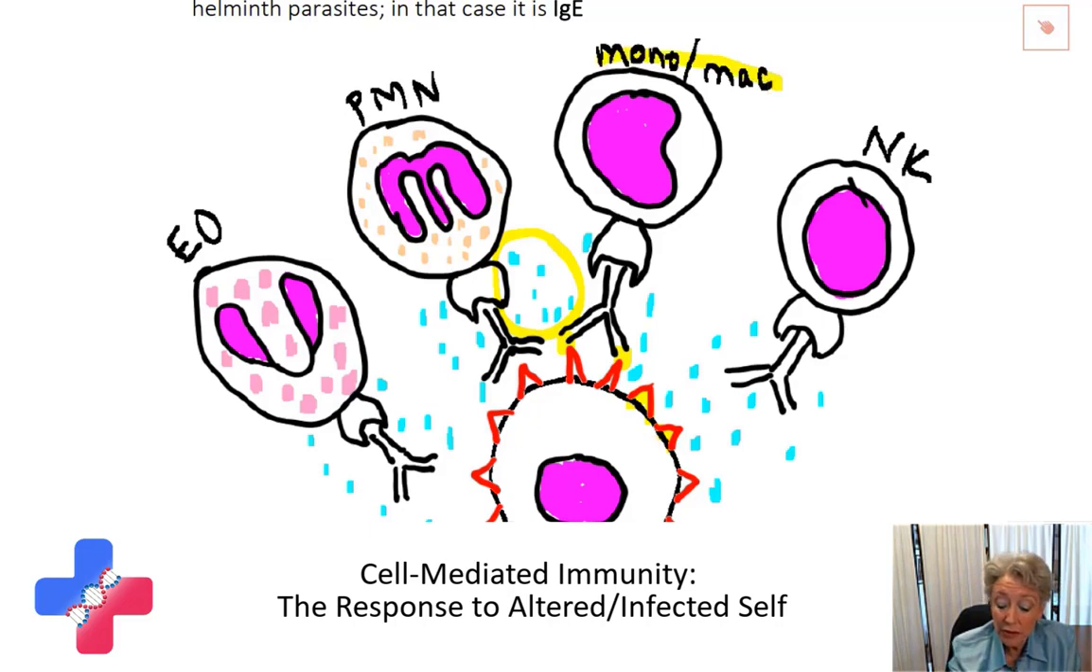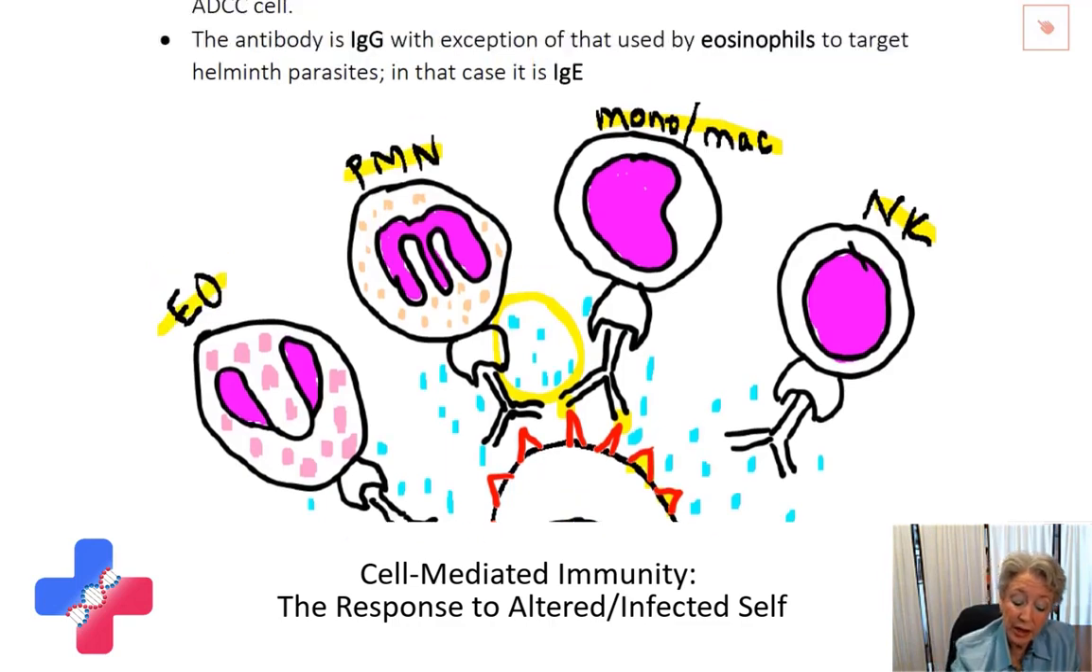Monocytes, macrophages, natural killer cells, PMNs, even eosinophils. Although in the case of eosinophils, it's an IgE isotype of antibody that's used, and in the rest of the cases, it's IgG. Now again, we haven't talked about antibody as yet, but we will in our next chapter. Suffice it for now to say that it is the antibody that is recognizing the problem cell. The cell is doing the killing, the antibody is the targeting weapon.